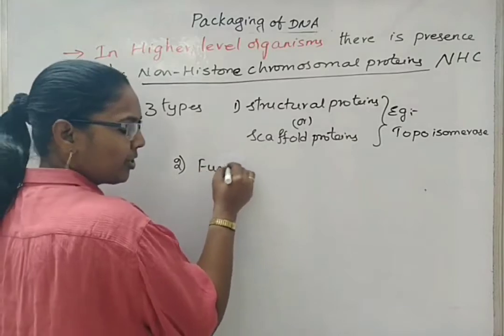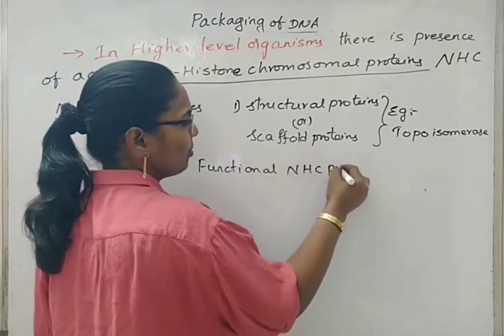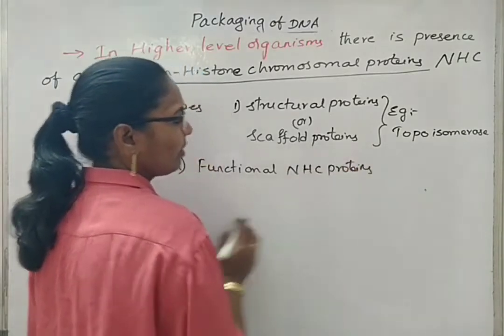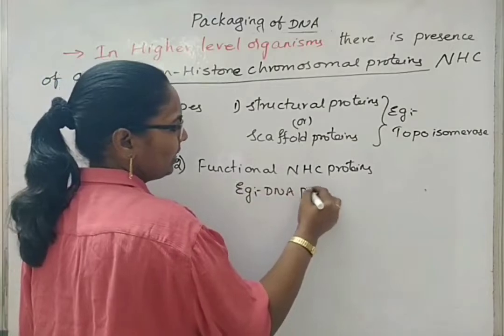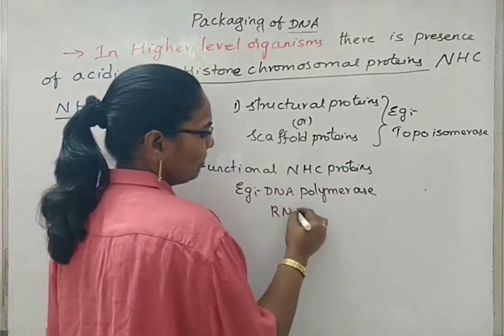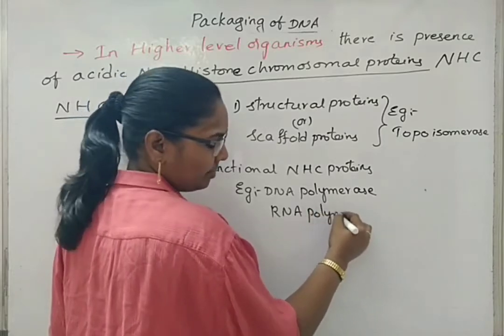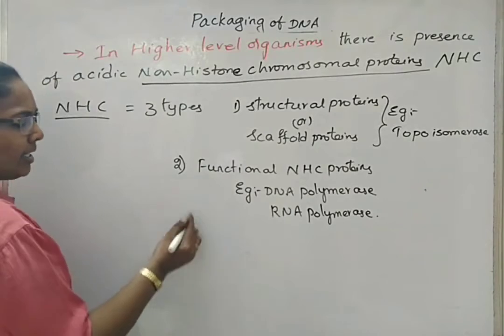Next is functional non-histone chromosomal proteins. Here we can write examples as DNA polymerase or RNA polymerase. These are working in the form of enzymes.